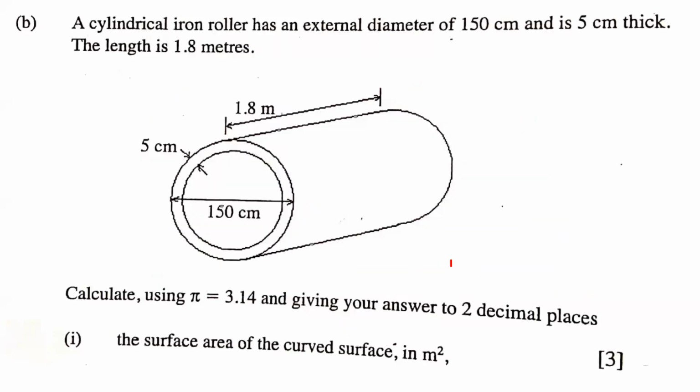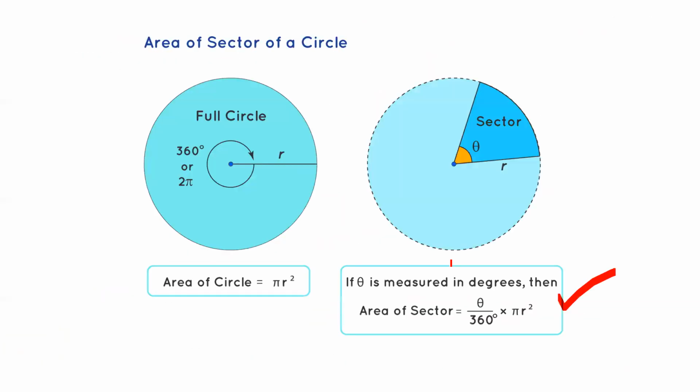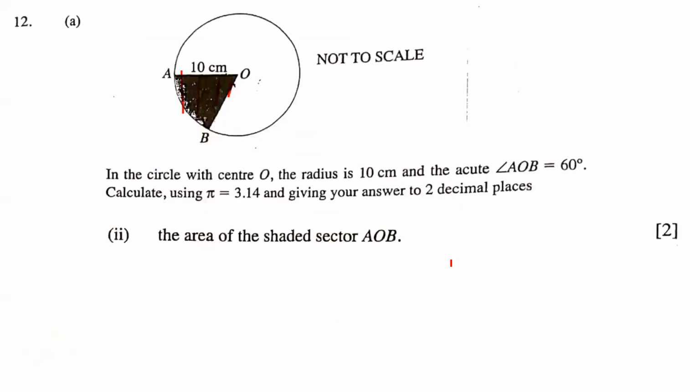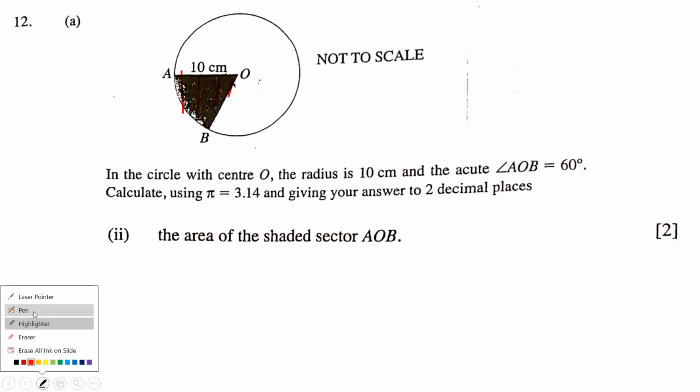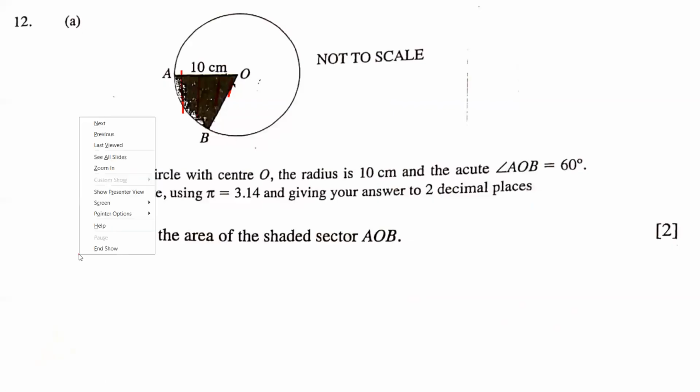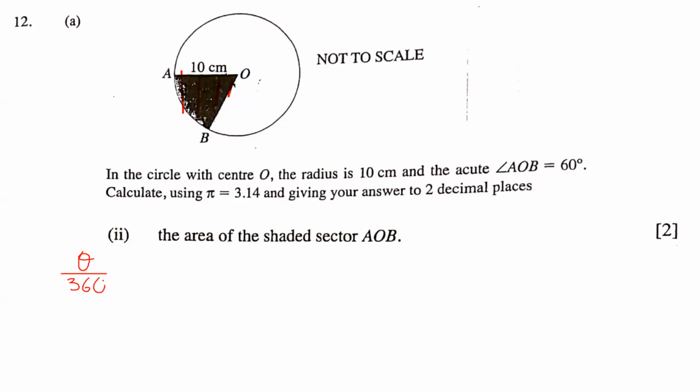So if you're trying to find the area of a sector, let's do it. Area of a sector of a circle, let's go back to the question. We know that we found the formula. The formula told us that it's going to be theta divided by 360, multiplied by pi r squared.